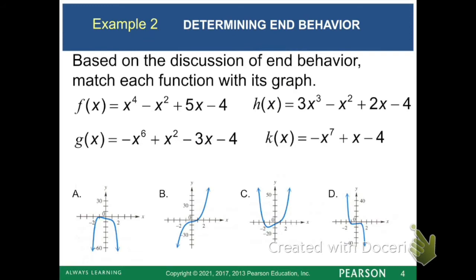Let's try some examples where we determine the end behavior for these functions. Let's look at function f. We're going to find the leading term, which is always the term with the highest exponent, and look at the degree and the leading coefficient. Starting with the leading coefficient, which is 1, that's positive, so my graph for f needs to end going up. So I know my options are either going to be b or c. The degree of function f is even, so I know that my arrows need to go in the same direction. So my answer for function f is going to be graph C.